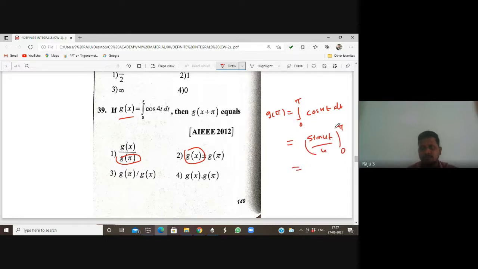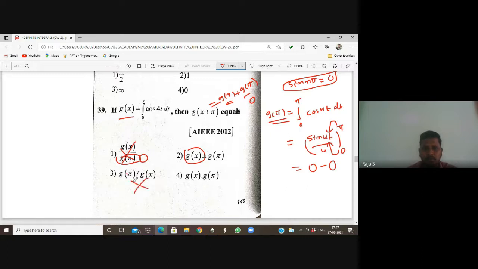Now apply the limits. The upper limit gives sin 4 pi, minus sin 0, which is 0. Sin n pi value is always 0, so sin 4 pi is also 0. So g of pi value is 0. Now g of x plus g of pi, with g of pi being 0, we get g of x. But when you take 0 here, something by 0 does not exist, and 0 by something makes the total value 0, which is not possible. So g of x into 0 is 0, not correct. The second option is correct.